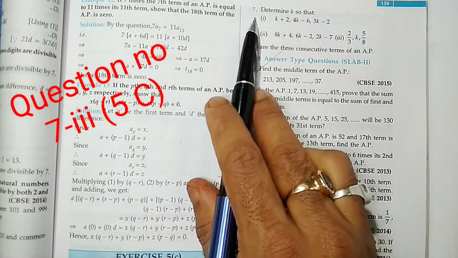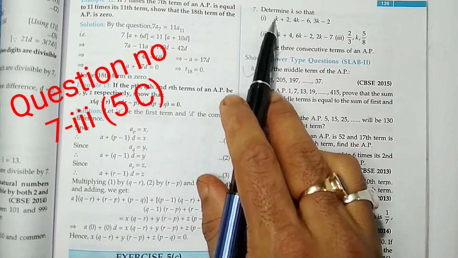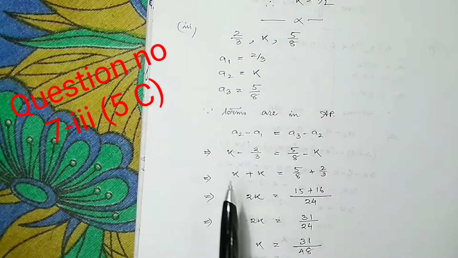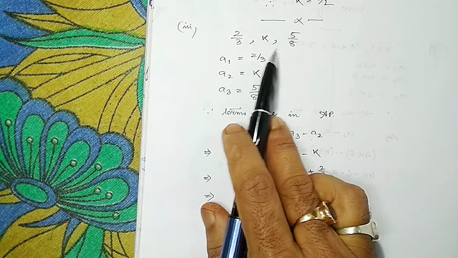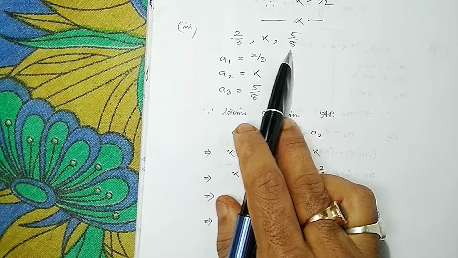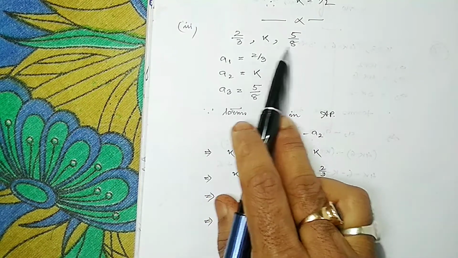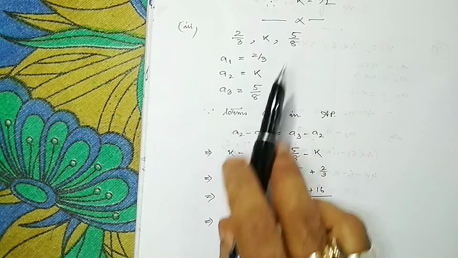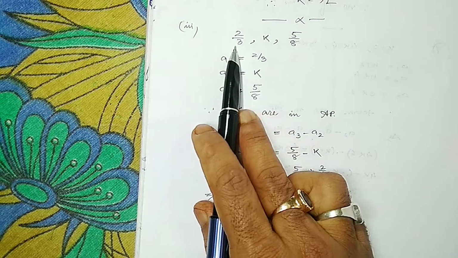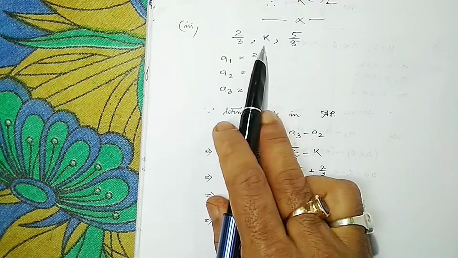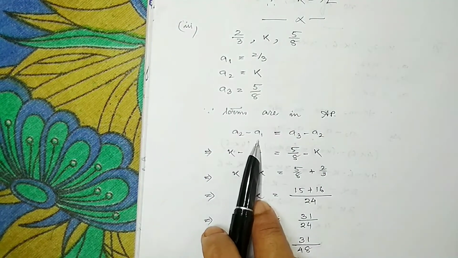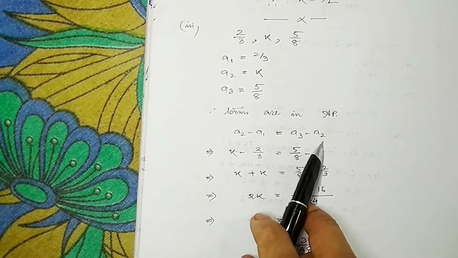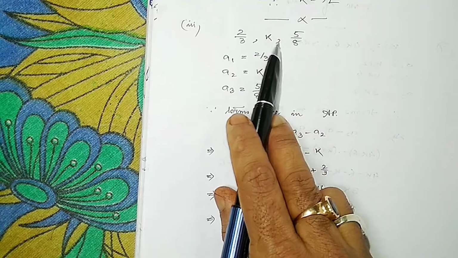Second part of question number 7 is almost same, so I am not showing. Let me show the third part of question number 7. Here 2 by 3, k and 5 by 8 are 3 consecutive terms. So this is a1, this is a2, this is a3. And we know when terms are in AP, then a2 minus a1 must be equal to a3 minus a2. So a2 minus a1, k minus 2 by 3 equals a3 minus a2. a3 is 5 by 8 minus k.